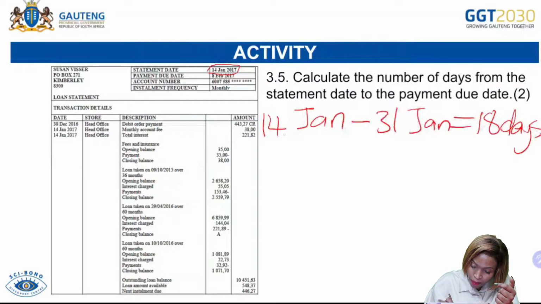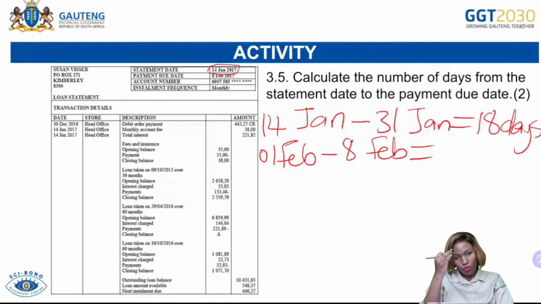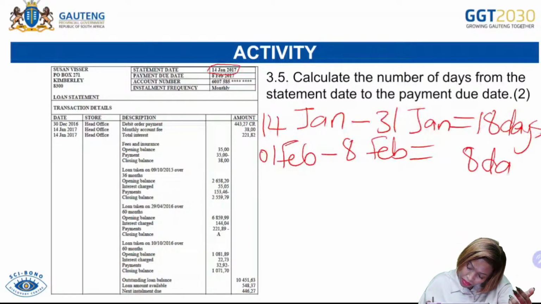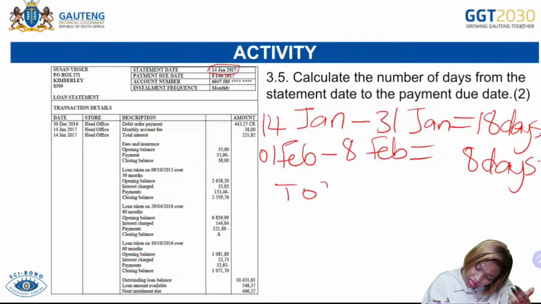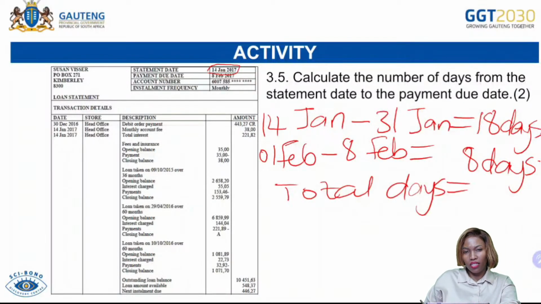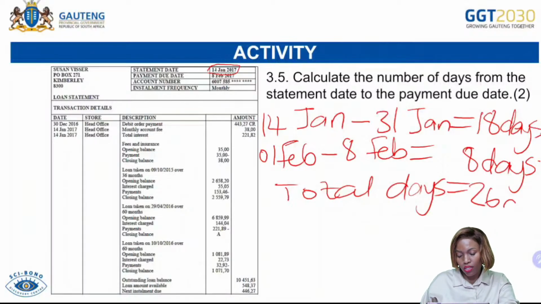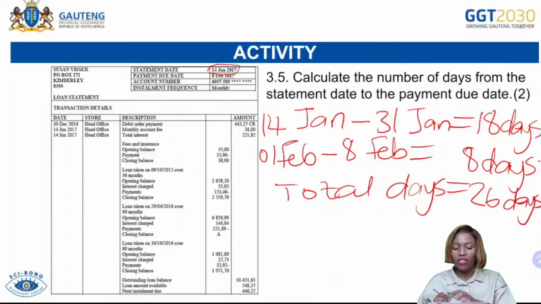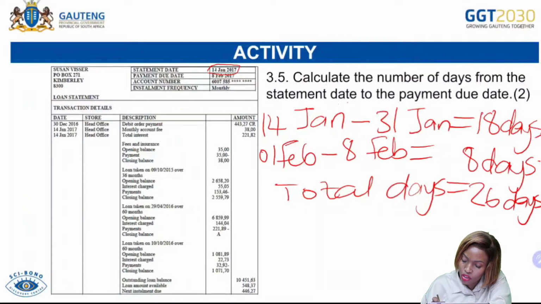And then with February, it's from the 1st of February up to the 8th of February. It's 1, 2, 3, 4, 5, 6, 7, 8. It is 8 days. So the total days, 18 plus 8 is how much? It is 26 days. That is the number of days from the statement date to the payment due date. So this is the payment due date. This is the statement date.